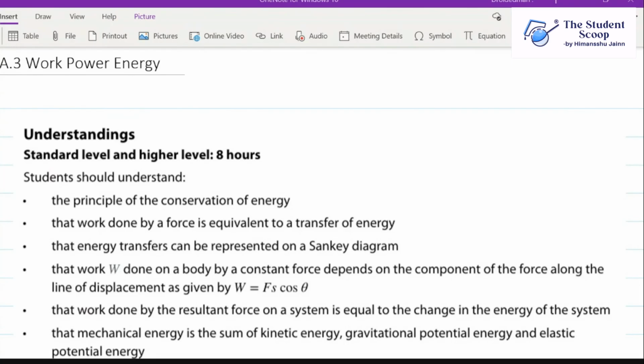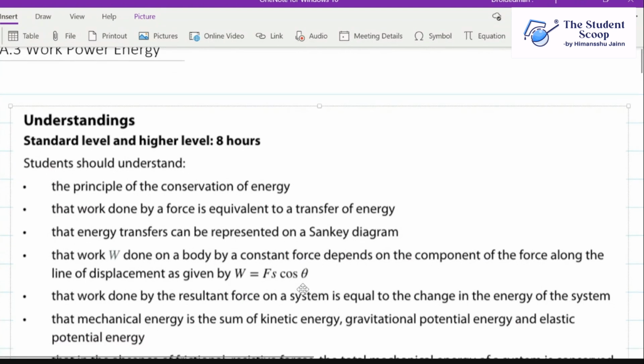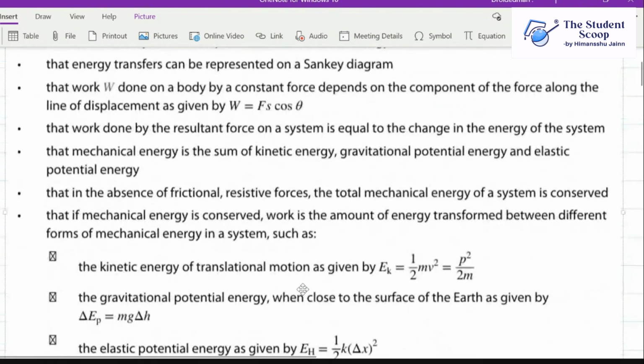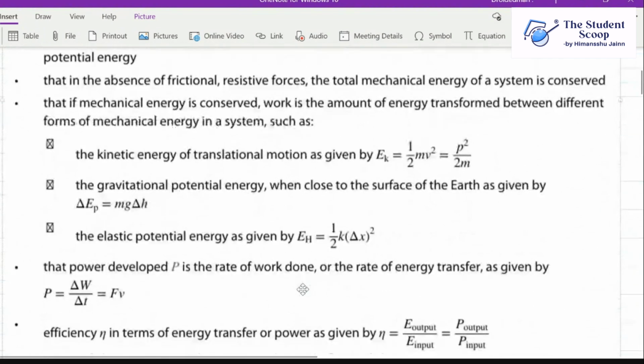Hello everyone. In this video, we are going to cover A3 work for energy. And in this chapter is common to all HL and SL students. We are going to cover basics of energy, work done, conservation of energies, different styles of energies, and also the cases where it is conserved or not conserved, how can we calculate the energy consumed. So all those things we are going to cover in this particular topic.